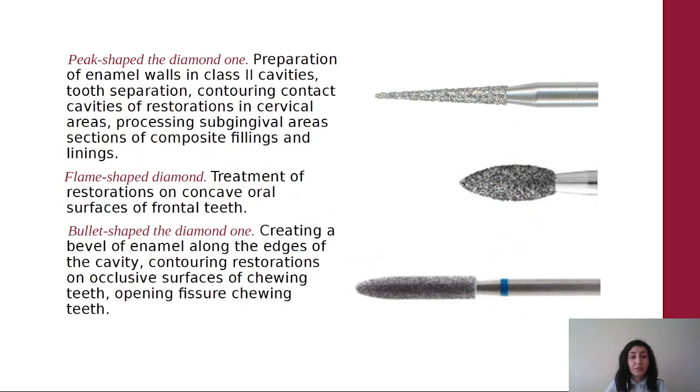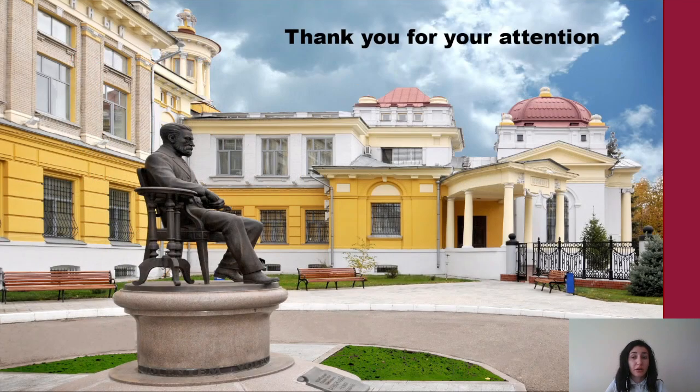Peak-shaped diamond: preparation of enamel walls in class 2 cavities, tooth separation, contouring contact cavities of restoration in cervical areas, processing subgingival sections of composite fillings and linings. Flame-shaped diamond: treatment of restoration on concave oral surface of frontal teeth. Bullet-shaped diamond: creating a bevel of enamel along the edges of the cavity, contouring restoration on occlusive surfaces of chewing teeth, opening fissures of chewing teeth. Thank you for your attention.